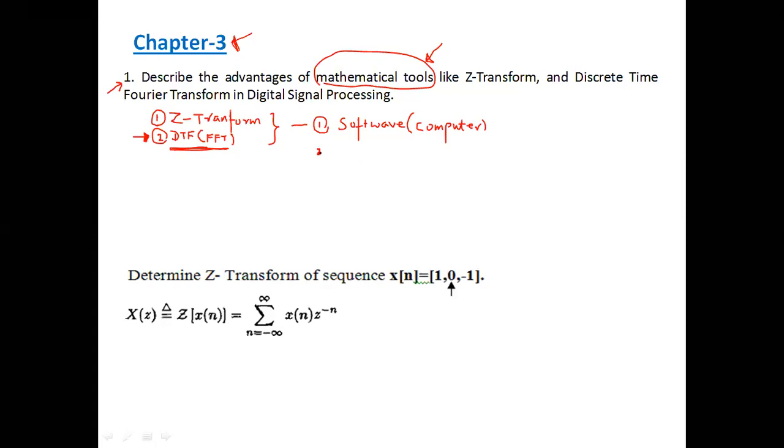Second, when you compare with the time domain, analysis and design of digital systems is easy when you are working in the transform domain. Okay, easy in terms of analysis and design.